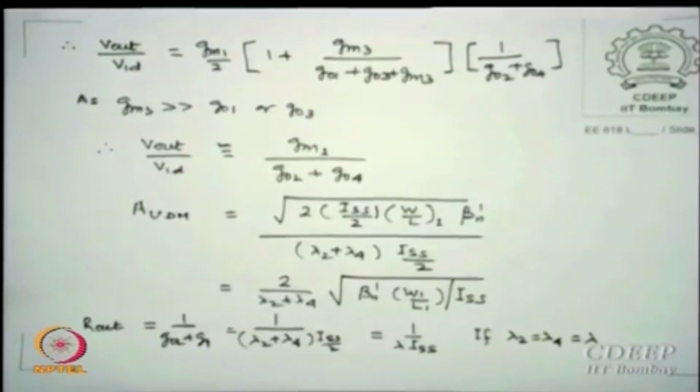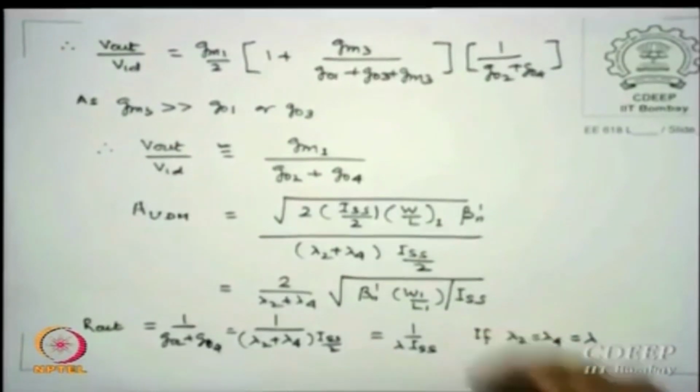I said you do not have to put a source and measure because it is obviously visible in calculation, so it is 1 upon gO2 plus gO4, which is like this. In case you make lambda 2 equal to lambda 4, this will become lambda ISS, which is the same as what we had derived earlier, 1 upon lambda IDS. Okay. So once we get output resistance, we get the gain; the two major specifications for the differential amplifier have been found.